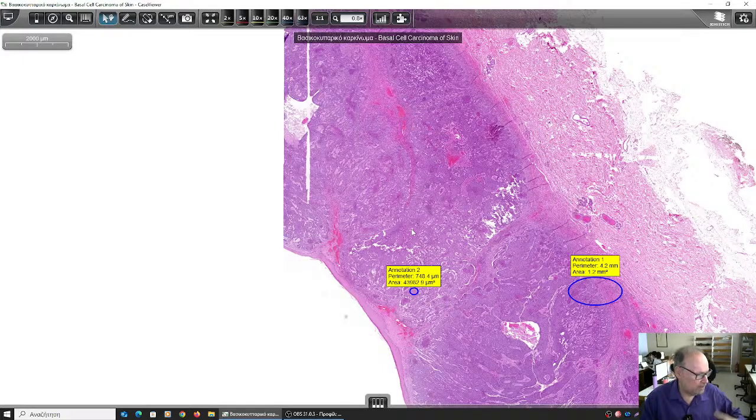Since it derives from basal cells, which are part of the epidermis, they are epithelial cells. How would you call a malignant neoplasm deriving from epithelial cells?